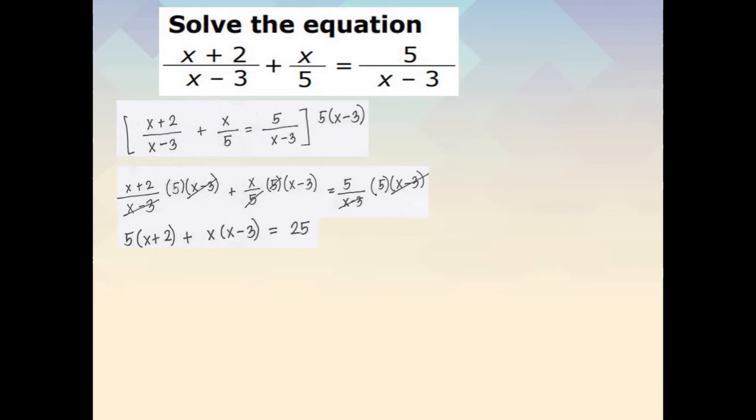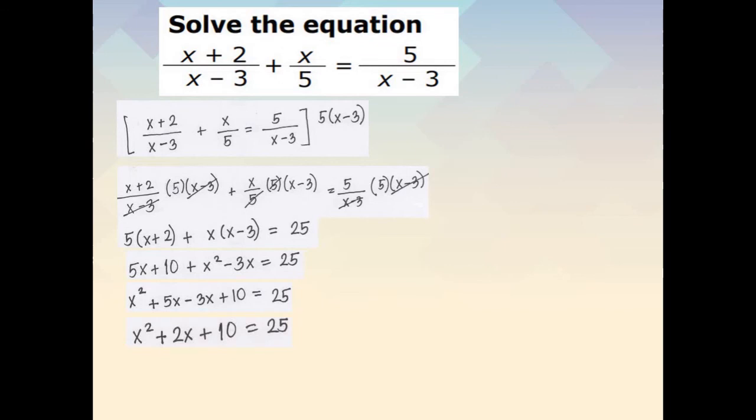Distribute 5 to x plus 2 and x to x minus 3. So that becomes 5x plus 10 plus x squared minus 3x is equal to 25. We shall now arrange it in descending order. So that becomes x squared plus 5x minus 3x plus 10 is equal to 25. That results to x squared plus 2x plus 10 is equal to 25.